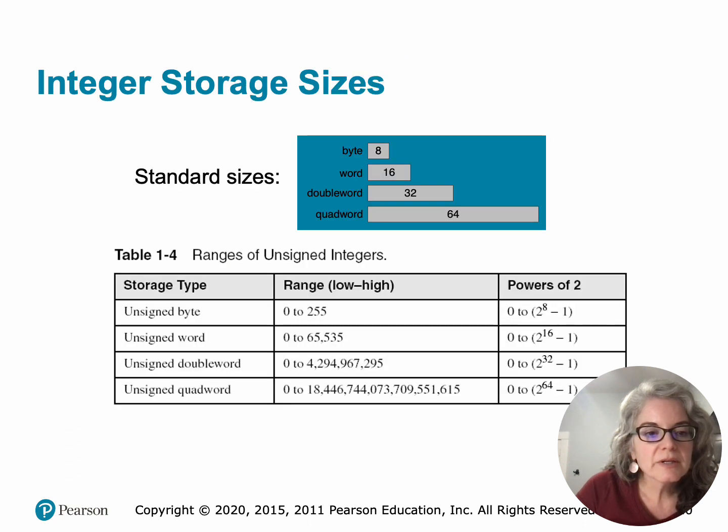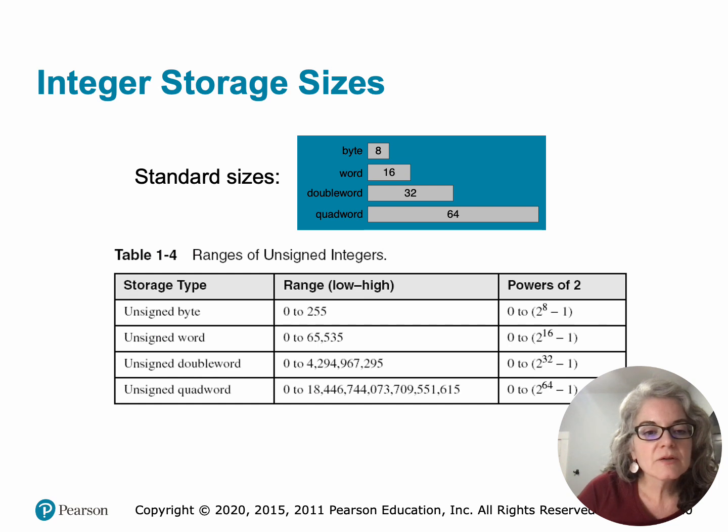Okay, integer storage sizes. These are our standard sizes for integers. 1 byte is 8 bits. A word is 2 bytes, which is 16 bits. A double word is double one word, so it'll be 32 bits, and a quad word would be 64 bits. So 8 bits, 16 bits, 32, 64.